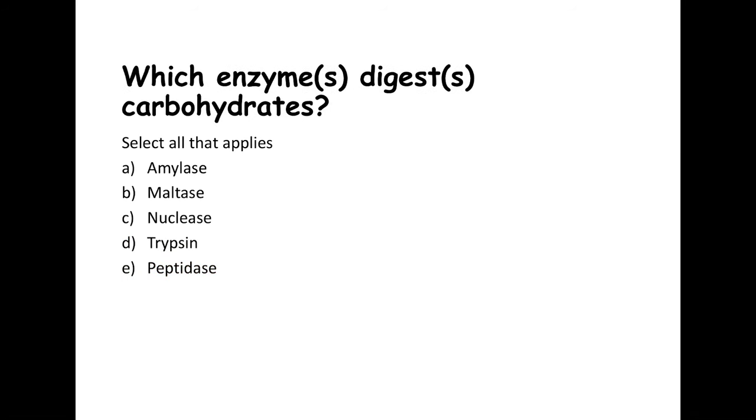Which enzyme digests carbohydrates? Select all that apply. So we already spoke about trypsin and peptidase, so you can just take that out of the rotation, right? But we have amylase, maltase, and nuclease. So which ones? If you selected amylase and maltase, you are correct. Those play a role in digesting carbohydrates, not nuclease. Nuclease plays a role in breaking down nucleic acids like DNA.